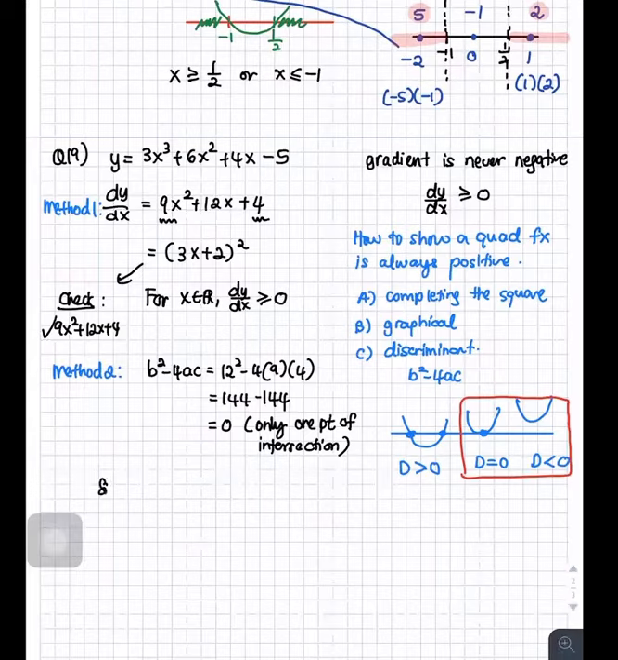So how do you write it? Since b squared minus 4ac equals 0, then dy/dx is never negative. Or you can just write it in inequality format, whichever way you like.